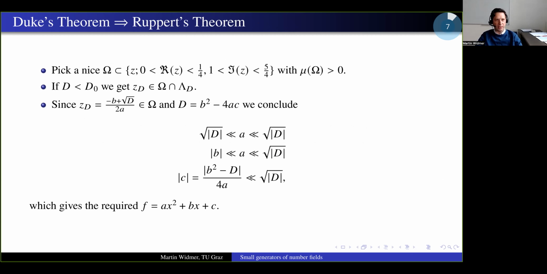And so how does that imply Ruppert's theorem? Well, you simply have to pick a nice set omega, one to which the equidistribution result applies, which is somewhat close to the complex point i. So every point in omega is not far from i. And of course, you want omega to have positive measure. And then you know from Duke's equidistribution result that from a certain point on, so if D is smaller than D naught for a certain D naught, you are guaranteed to have a Heegner point Zd inside omega. And then, using the fact that Zd must be close to the complex point i, you immediately get the required conditions on A, B, and C. And so you have the existence of your polynomial f.